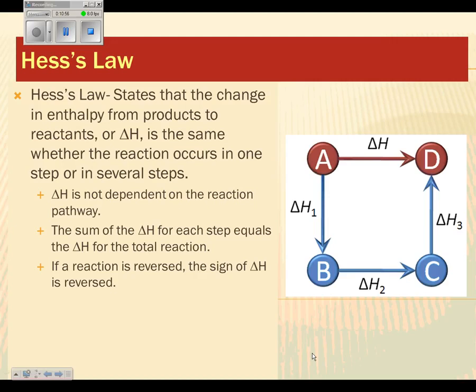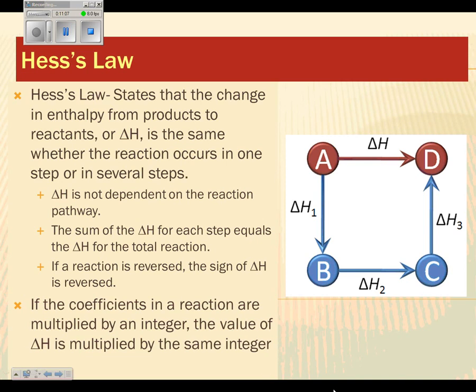So if it's in reverse, you just flip the sign of that particular reaction, and you can use that enthalpy value. You'll just have to have the opposite sign. If the coefficients in the reaction are multiplied by an integer, the value of the delta H is also multiplied by the same integer, unless, of course, like on the previous problem, you already knew that 2 moles of sodium produced that much heat. In that case, it would be the same for the entire reaction.